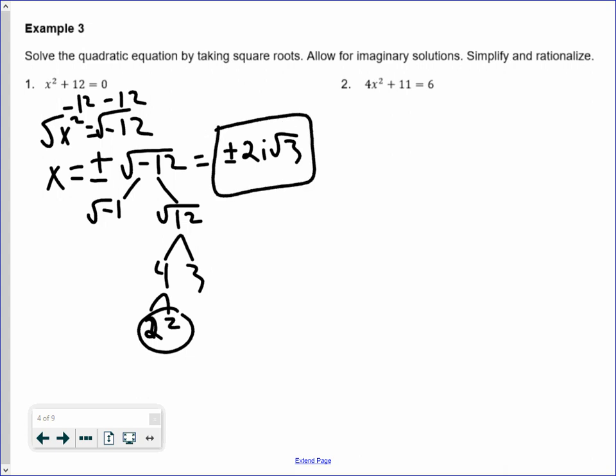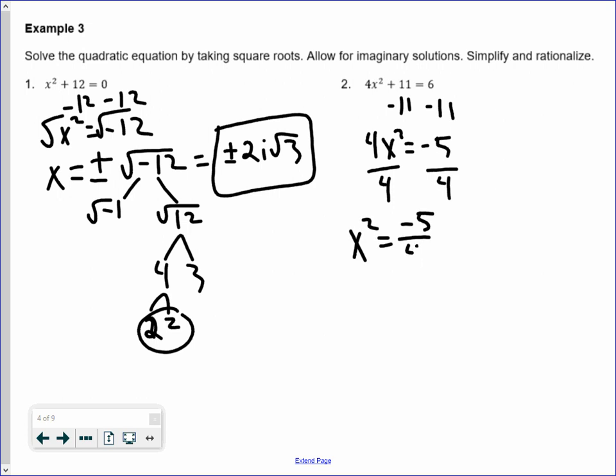All right. Let's go on to number 2 as well. We're going to isolate the x squared term. So minus the 11 on both sides. We're left with 4x squared equals -5. Divide by 4. Divide by 4. We get x squared equals -5 all over 4. And we're going to take the square root now, right? So take the square root of all of it.